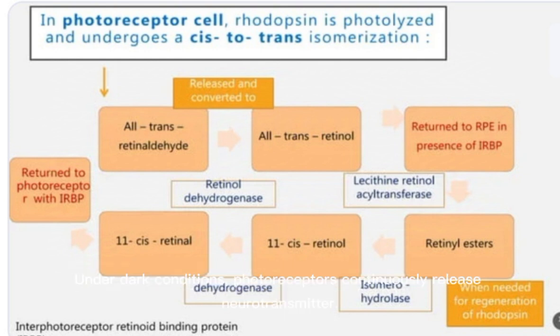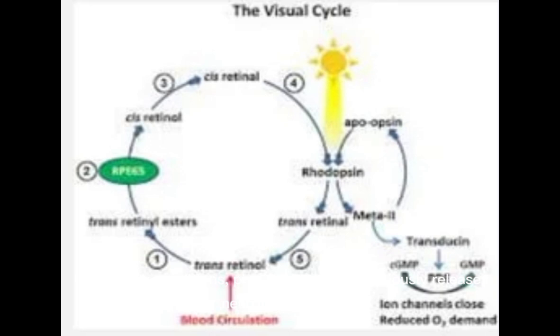Under dark conditions, photoreceptors continuously release neurotransmitter. Under light conditions, photoreceptors progressively decrease neurotransmitter. For on-center bipolar cells, glutamate is inhibitory, so its decrease causes a relative excitation, depolarization, of the bipolar cell. For off-center bipolar cells, the same neurotransmitter has the opposite effect.